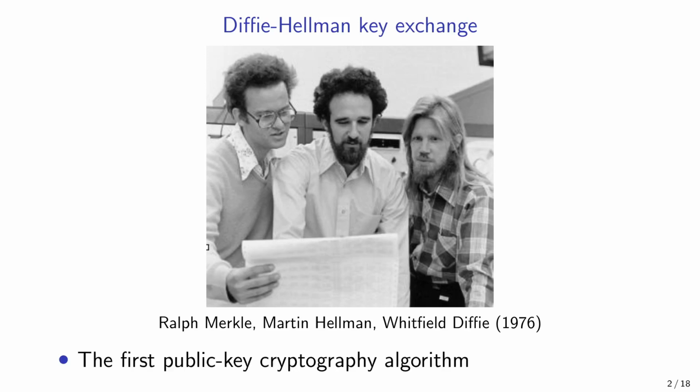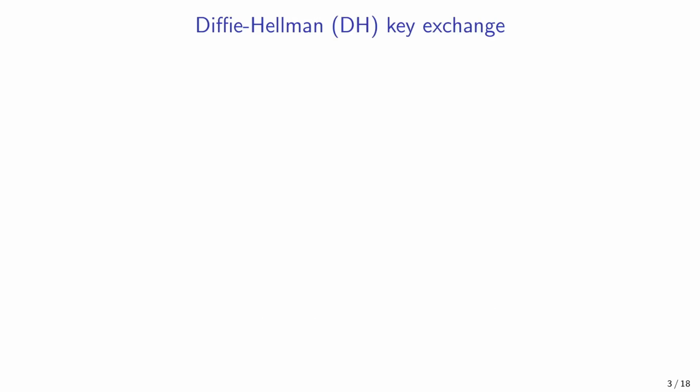Anyhow, so this is the first public key cryptography algorithm, and as its name implies, the purpose of the algorithm is to exchange a secret key over a public channel. Let's take a look at it. The idea behind this key exchange algorithm is pretty simple, and here's an example. Let's assume that there are two parties who want to agree on a secret key over a public channel, which is being eavesdropped by an attacker.